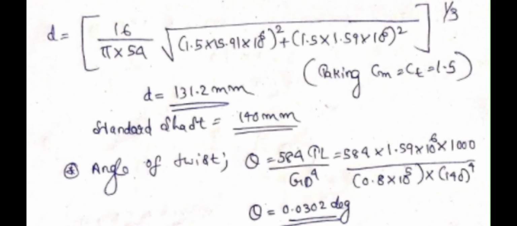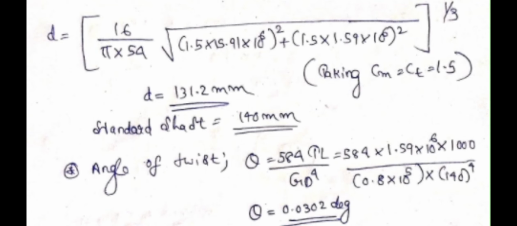We have to assume the value of CM to be 1.5 and CT to be 1. You can assume any value. Sometimes the value won't be given in the question, but you have to assume it. So based on substitution, we get 131.2 mm, but you cannot take that value. From the database, you can find the standard shaft diameter. There is a page which shows the standard shaft diameters. Based on that, the next standard value will be 140 mm. So this is the diameter of the shaft.